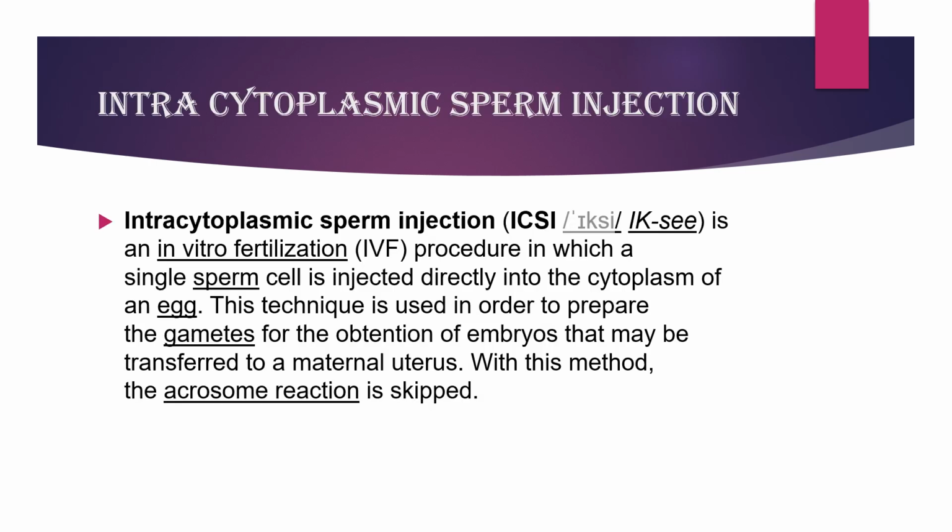Now next comes intracytoplasmic sperm injection. As the name suggests, cytoplasmic sperm injection. So what does this mean? This is a procedure in which a single sperm cell is injected directly into the cytoplasm of an egg. So a single sperm cell, it is a very difficult process. Out of so many sperm cells, you are taking one single sperm cell with the help of a needle and you are injecting it into the cytoplasm of the egg.